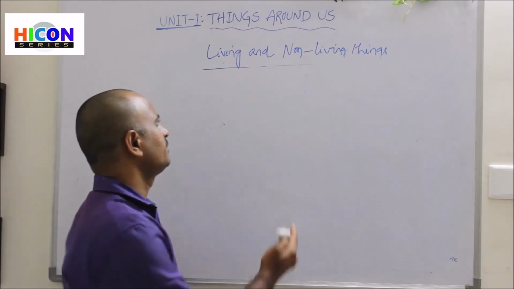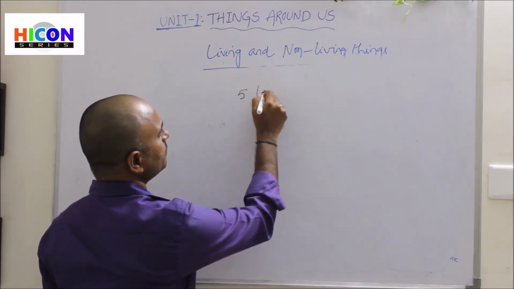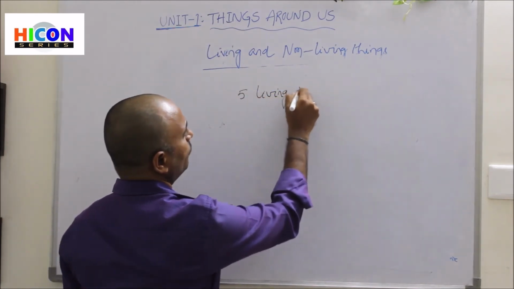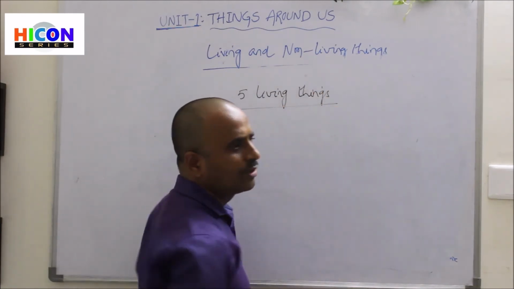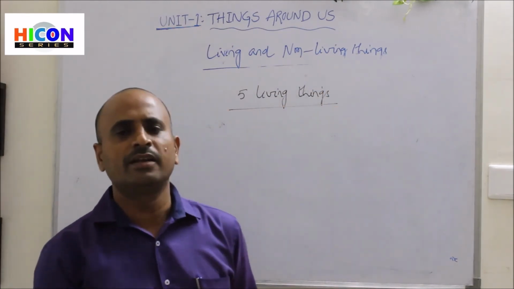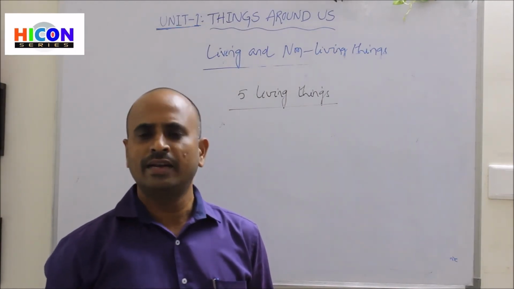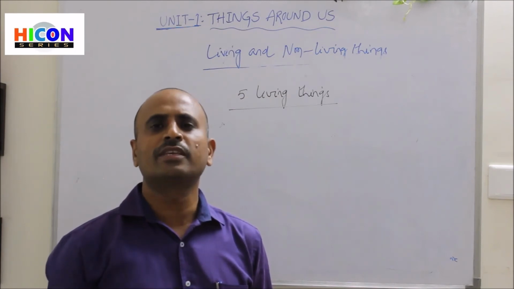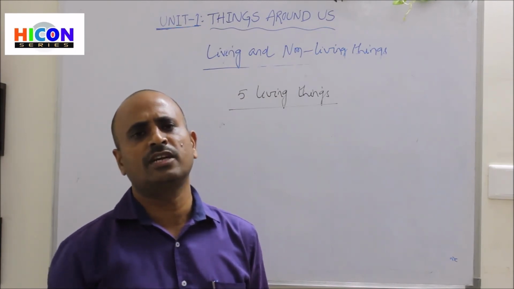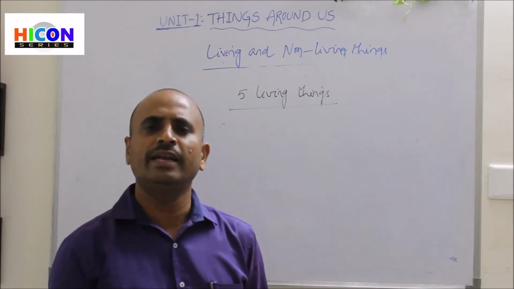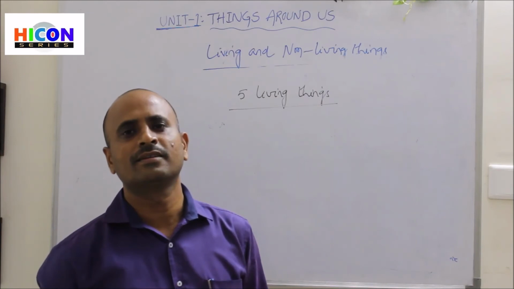So this is the activity: names of 5 living things. Write in your notebook. I will give you half a minute. You will observe so many living things around you. You just have to write 5 living things. All of you, start writing.